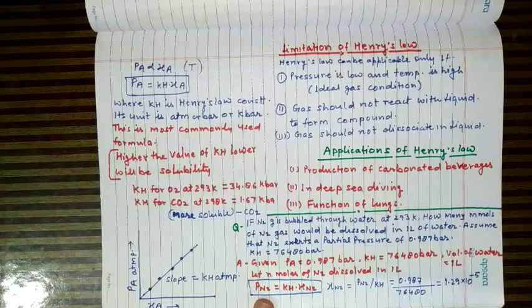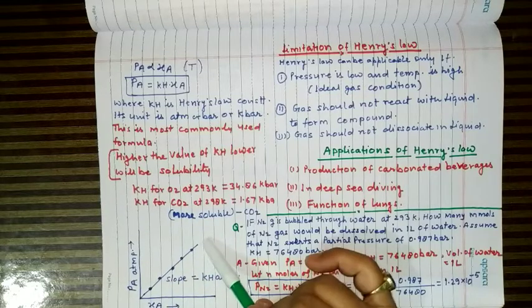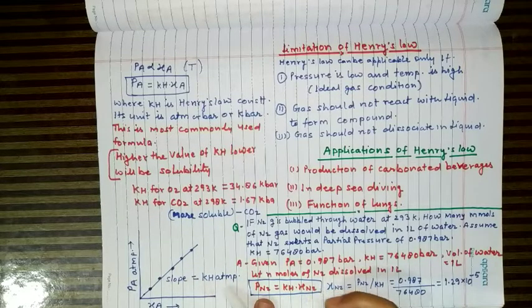Now, the validity of Henry's law can be judged by plotting a graph between partial pressure and mole fraction. Then this gives a straight line passing through the origin, and the slope of this line gives the value of Kh. So this shows the validity of Henry's law.